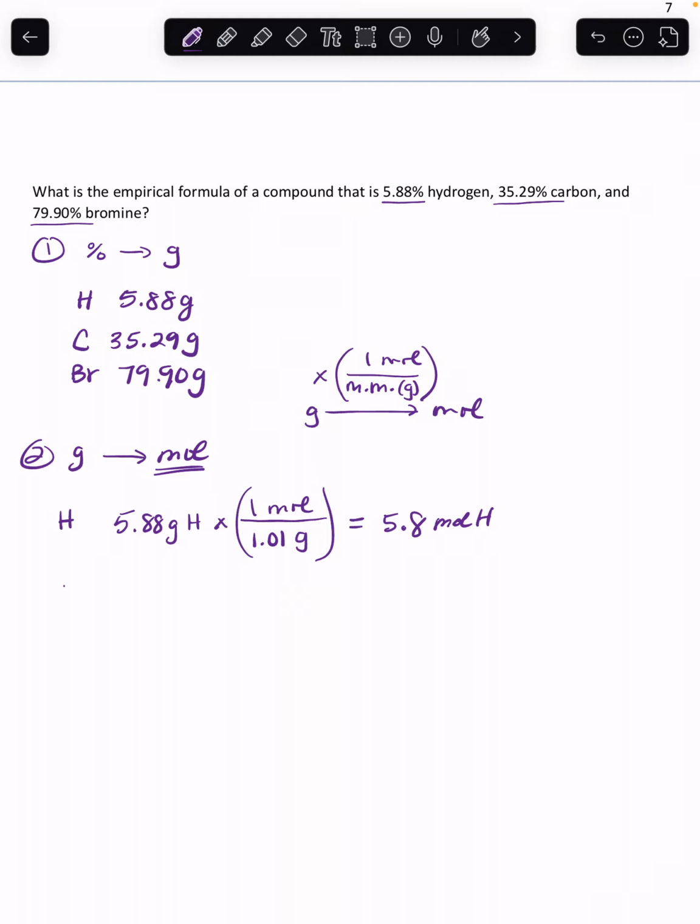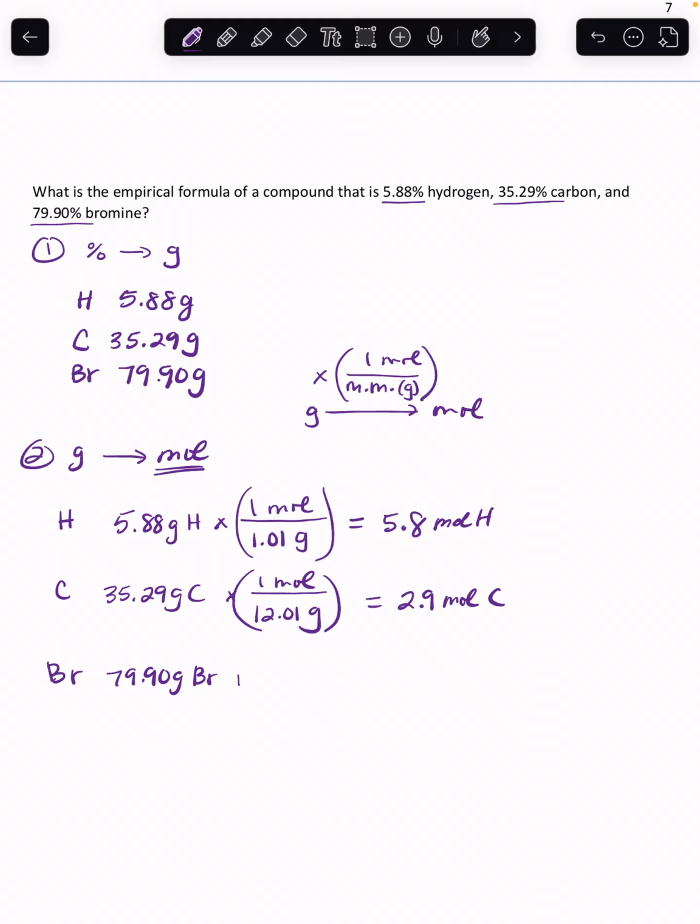Let's do the same thing for carbon. I got 35.29 grams of carbon. I'm going to multiply by 1 mole over carbon's molar mass, which is 12.01. And when I divide, I'm getting 2.9 moles carbon. Do the same thing with bromine. 79.9 grams bromine times 1 mole over 79.9 grams of bromine. That's so funny. Same exact thing. And so you see, I'm just getting 1 mole of bromine.